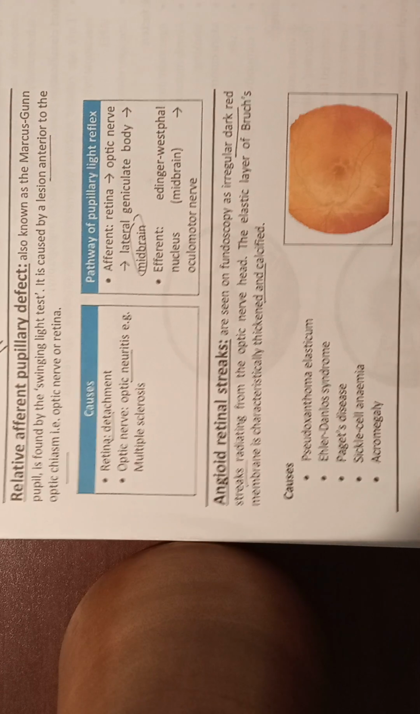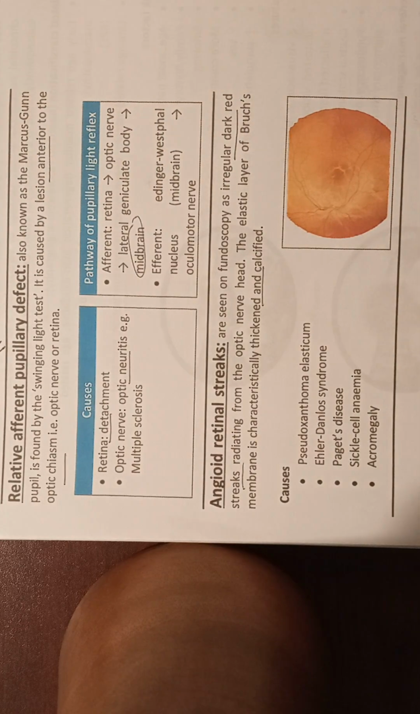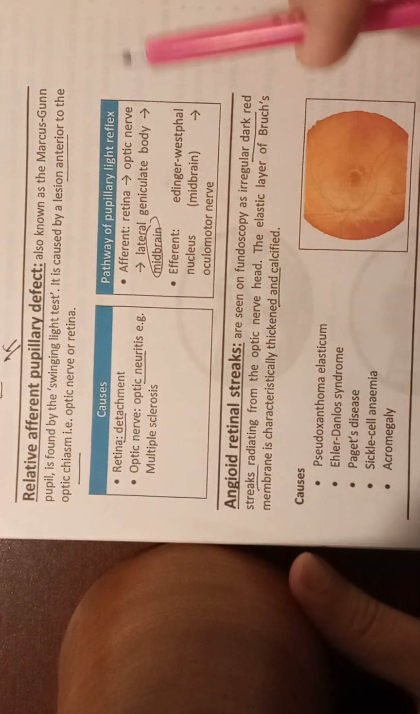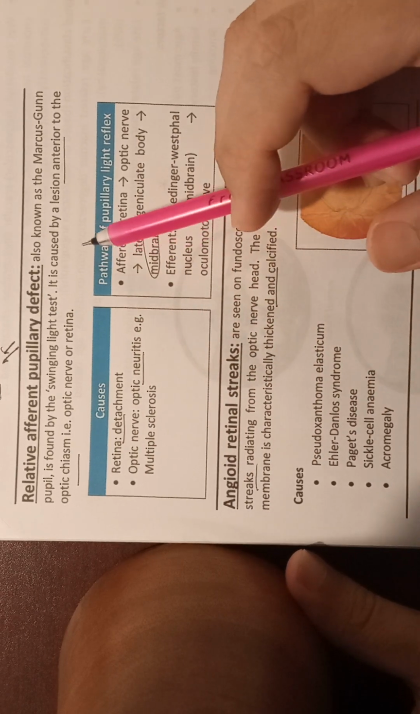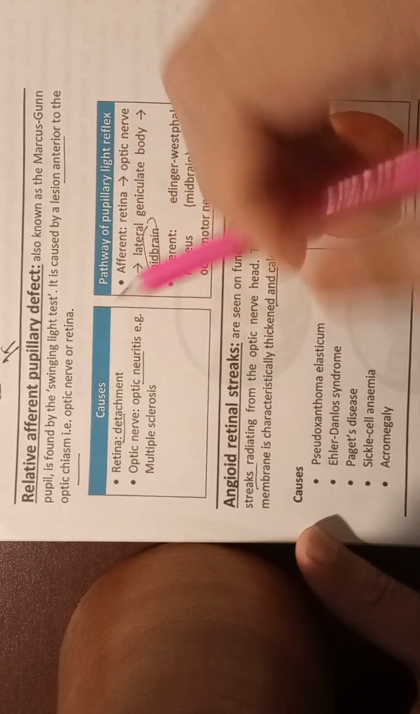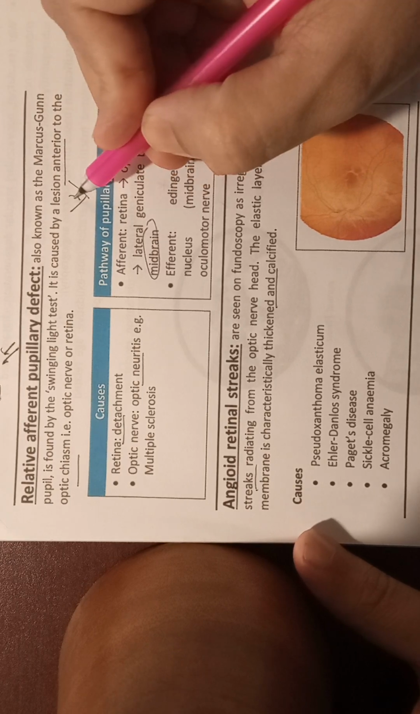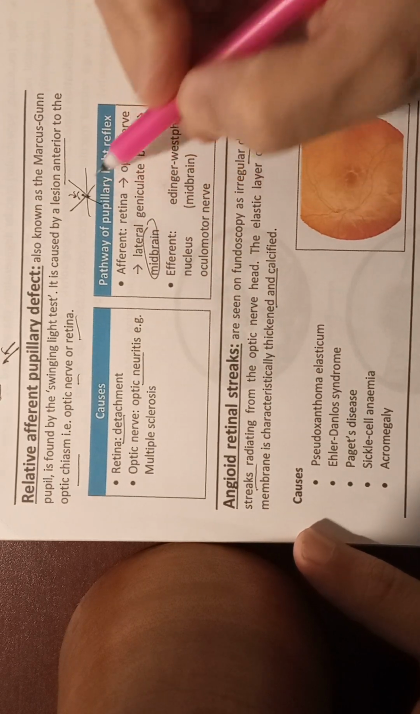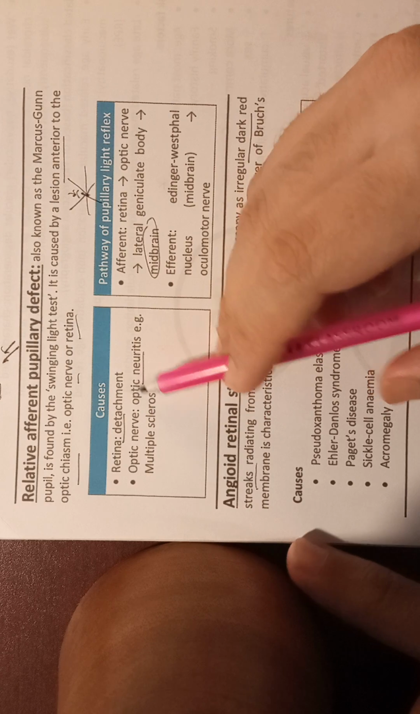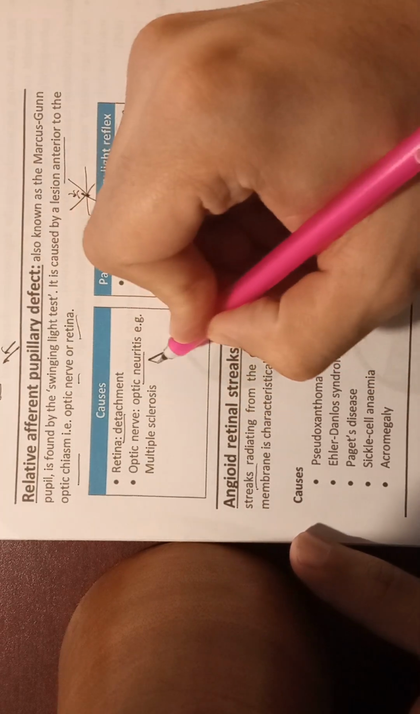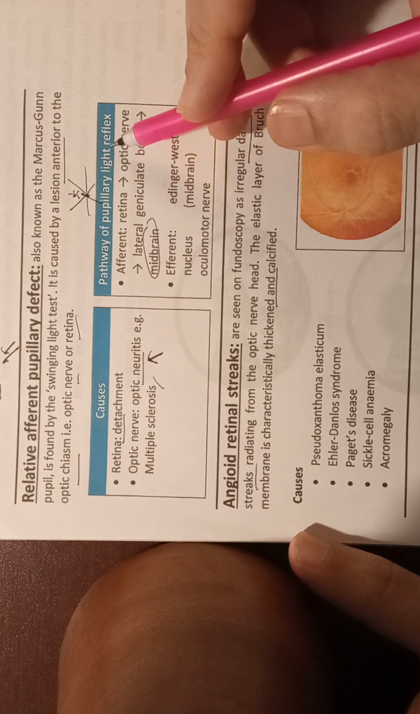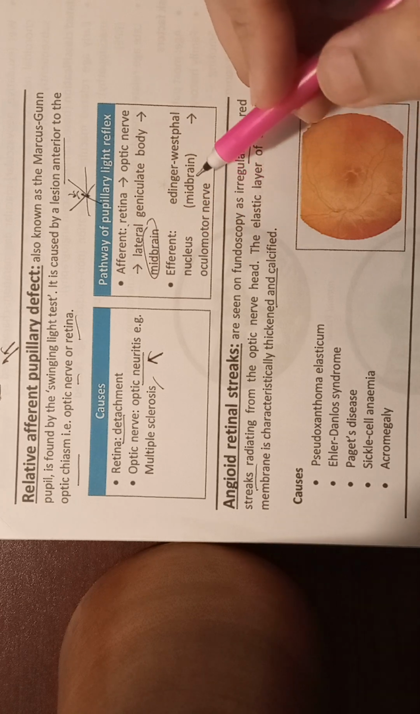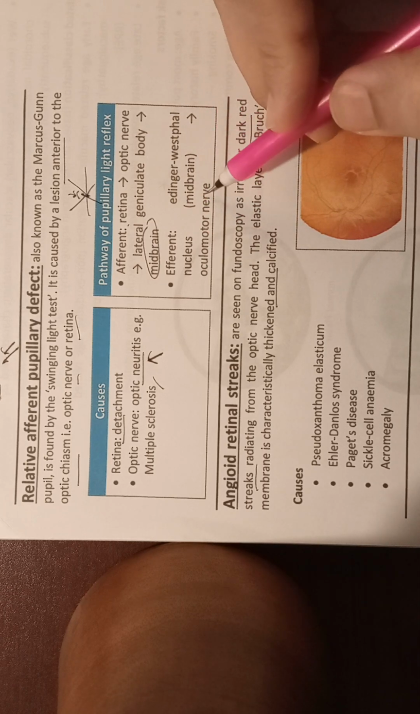Next topic is RAPD, relative afferent pupillary defect, also known as the Marcus Gunn pupil, which is detected by the swinging light test, so you check both pupillary reflexes. It's caused by a lesion anterior to the optic chiasm, so the lesion is in the optic nerve or retina. Causes can be retinal detachment, optic neuritis, or multiple sclerosis. The pathway of the pupillary light reflex: afferent from retina to optic nerve to lateral geniculate body to midbrain; efferent from the Edinger-Westphal nucleus in the midbrain to the oculomotor nerve.